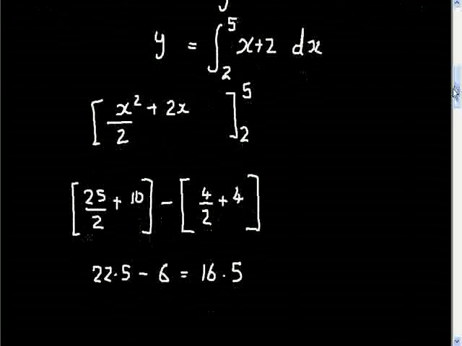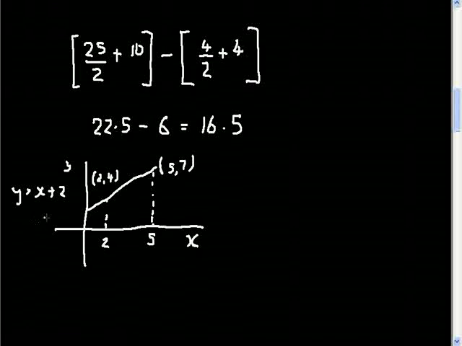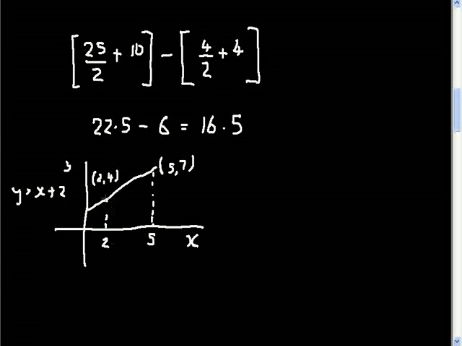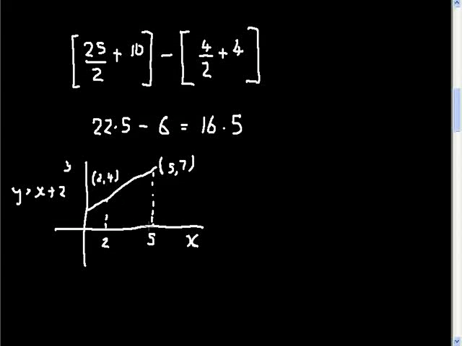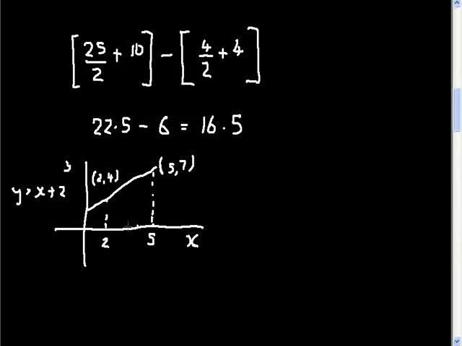So if I were to show that graphically, I've drawn out the function for you. This is the y is equal to x plus 2 graph, and this is where you'd get your x coordinate 2, so the y coordinate will be 4, x coordinate 5, y coordinate will be 7. Let's work out the area enclosed between the x-axis and these 2 points in the graph by using the trapezium rule.